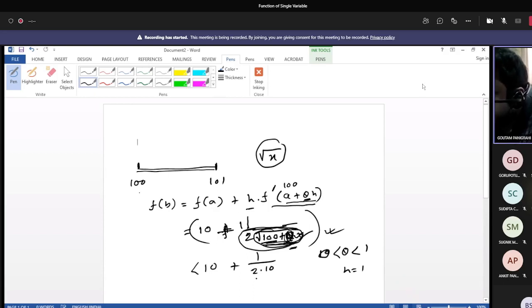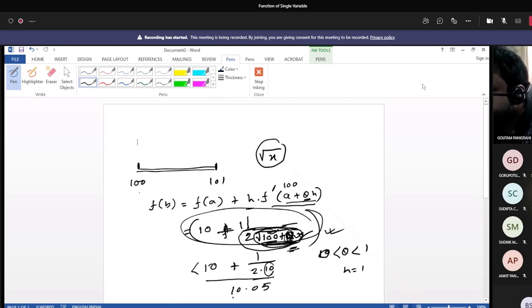So this cannot attain this particular value because the denominator is least when it is 100, but you have to increase it. When the denominator is increased, the total summation will be decreased. So it will always be less than 10 plus 1 by 2 into 10. Now you have understood? Always it is less than.